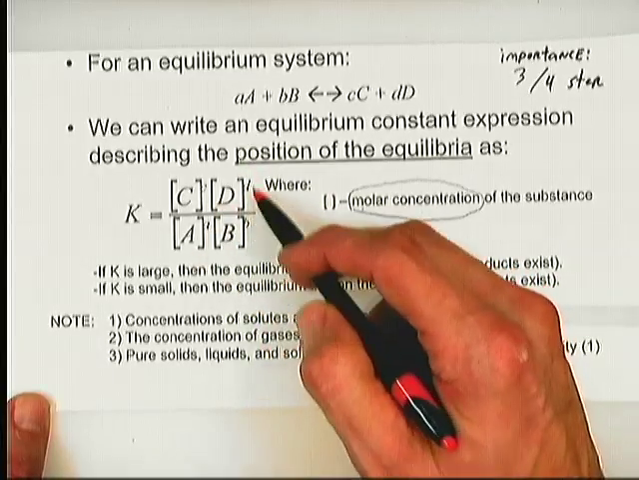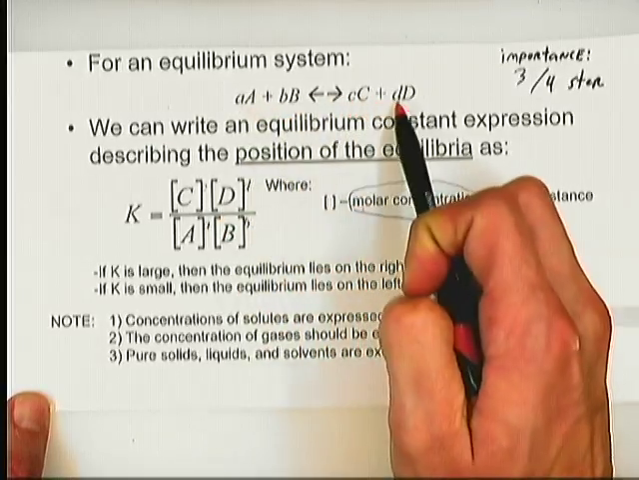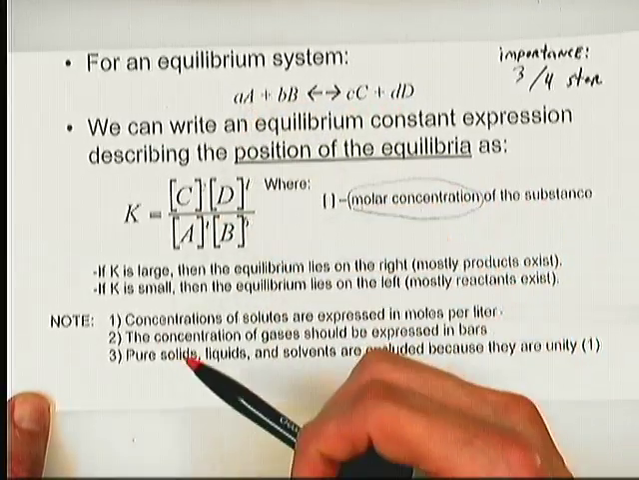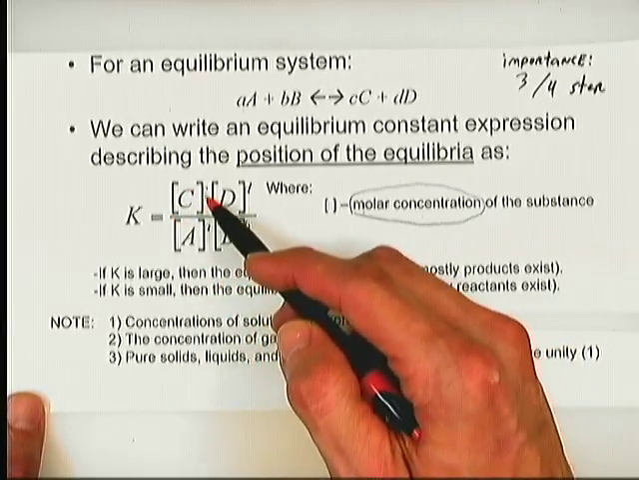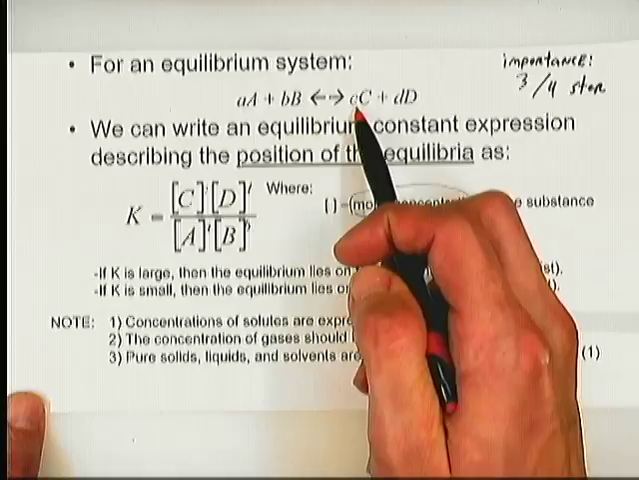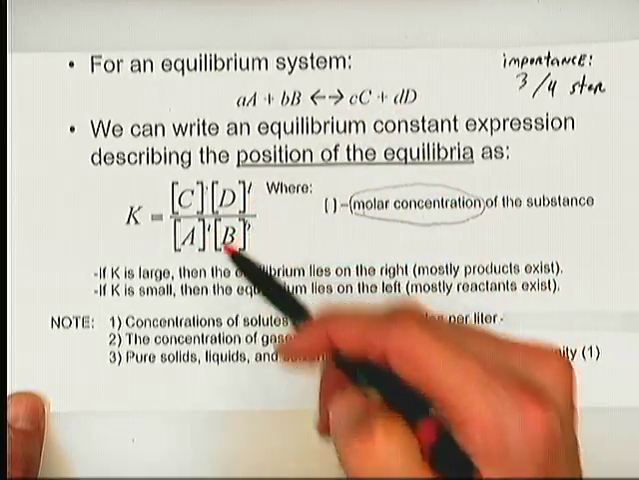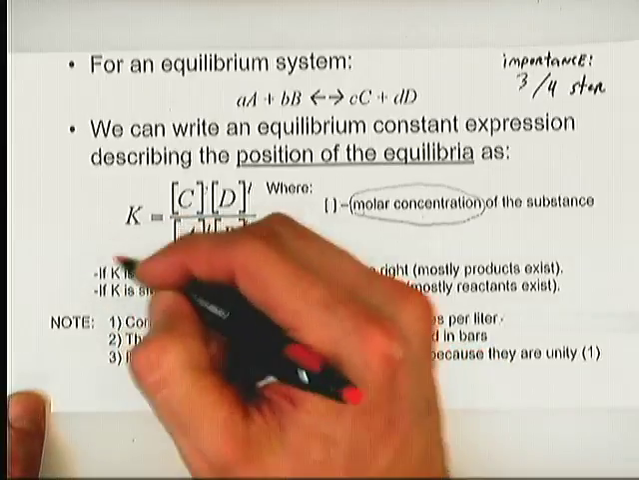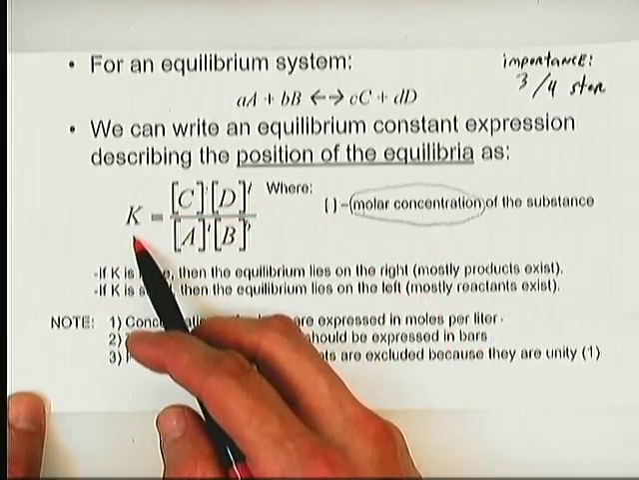And note here that our superscripts c, d, a, and b, those are the numbers that were out front. Those are our stoichiometric coefficients. So we actually have to take the concentration of substance C and raise it to the power of the stoichiometric coefficient. Same thing for D, same thing for A, and for B. So this number K then describes the position of the equilibrium.